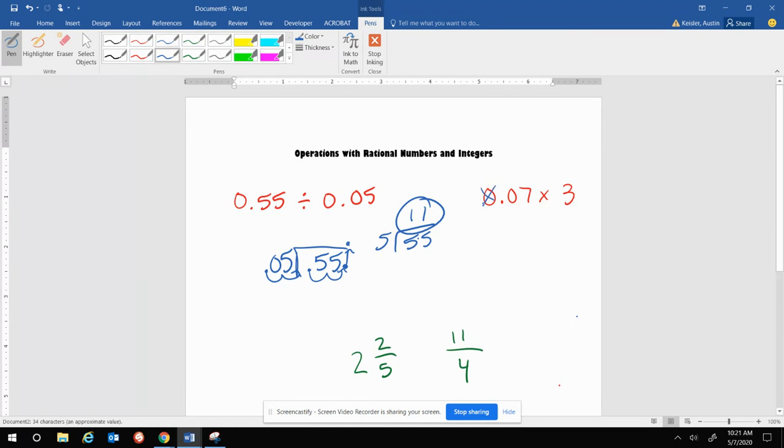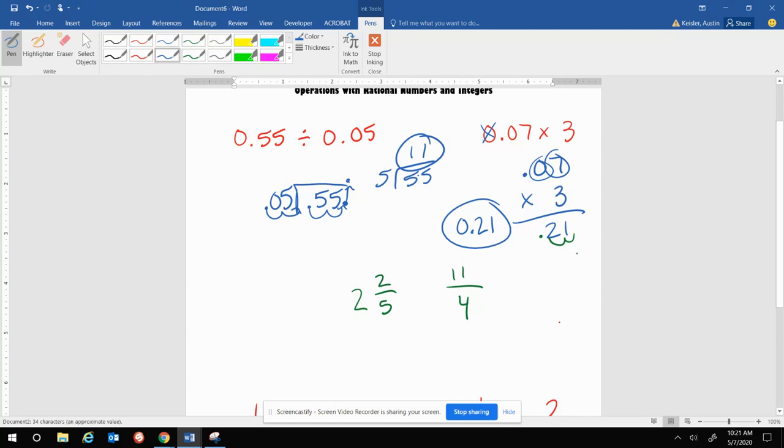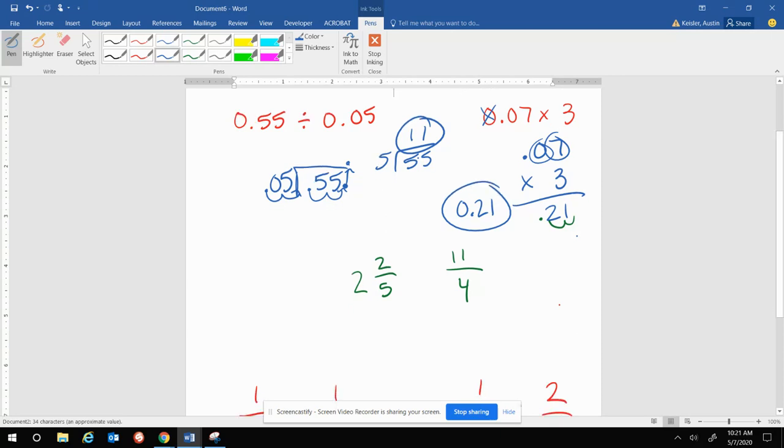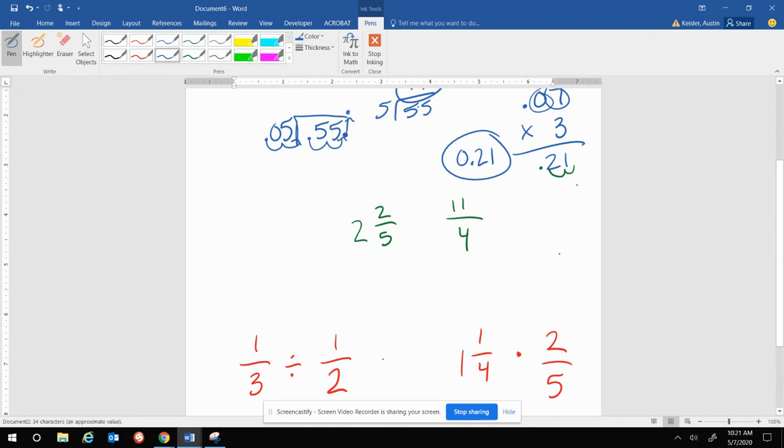Our next one is multiplying decimals. Again, I'm going to leave this 0 off the front. We don't really need that. But I've got 0.07 times 3. I'm going to ignore that decimal until the very end. So I know 3 times 7 is 21, and 3 times 0 is just 0. So I have 21 down here, and I know I have 2 numbers after the decimal. So I'm going to move this decimal over twice. So our answer on this one is 0.21. So decimals are pretty easy. It's really similar to just regular multiplication and division.